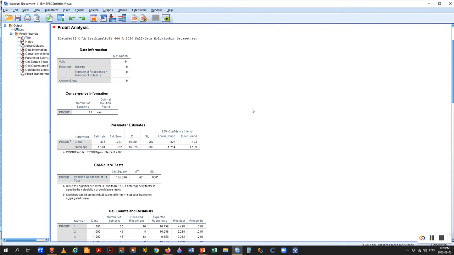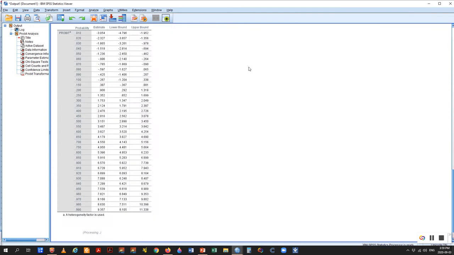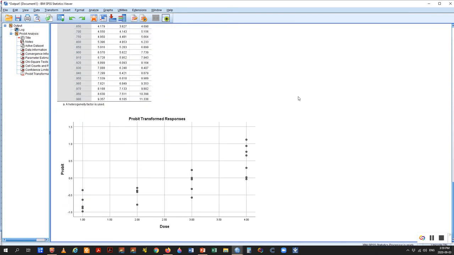So we're not going to run that. Let's go take a look at some of the outputs. Again, I'm going to be referring to tables, but know that as SPSS updates, these tables may change their order. So let's go to Table 7 first, which is the Probit transformed responses, this graph here.